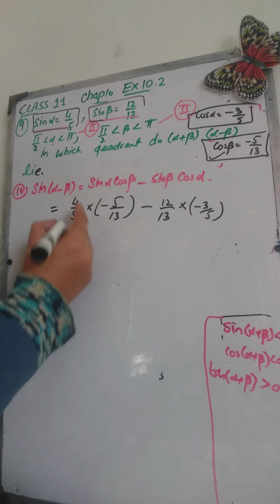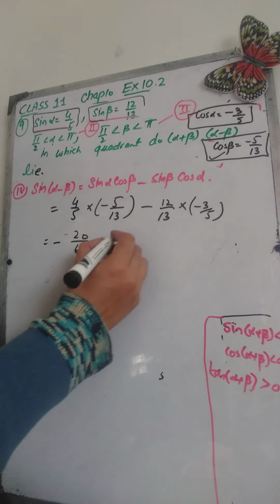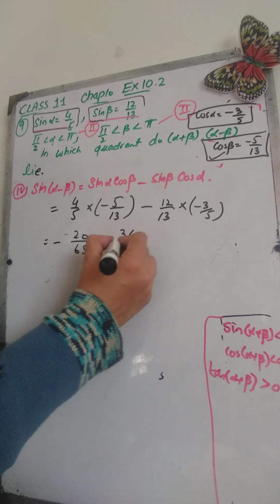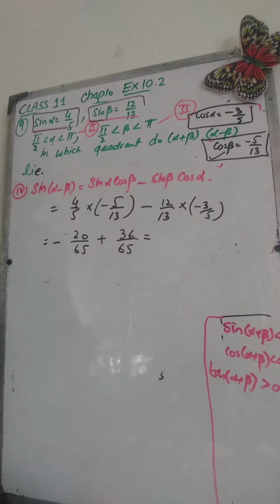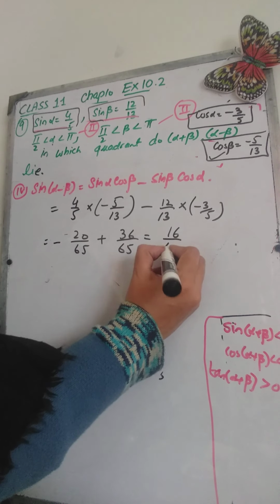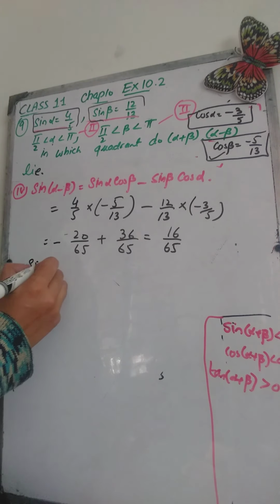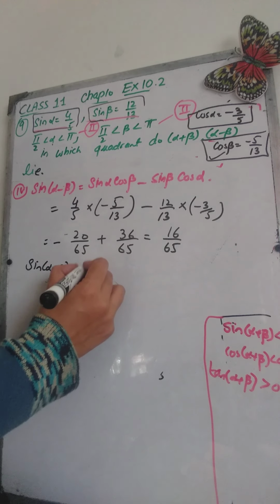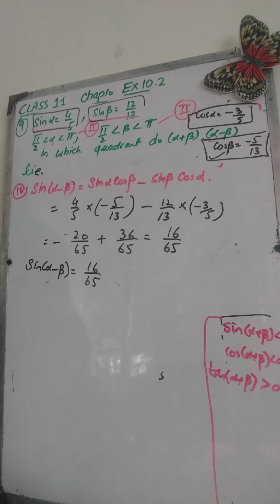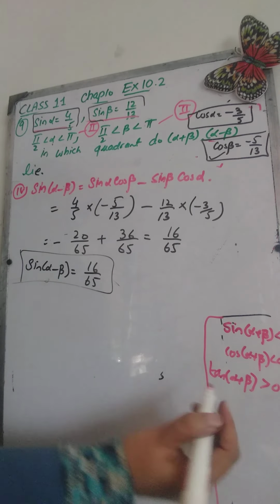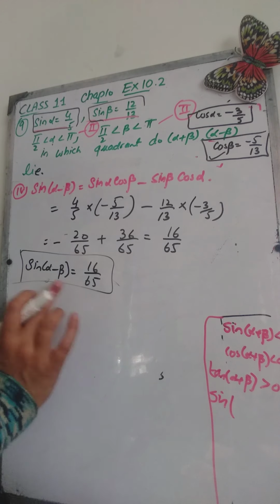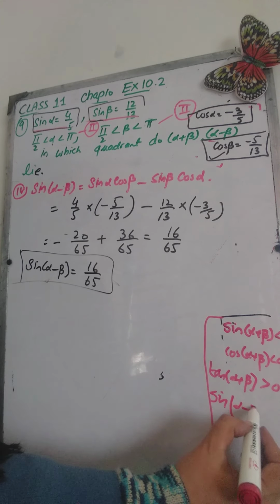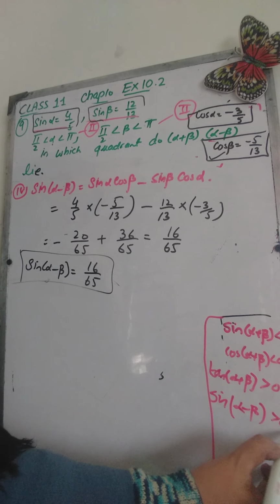So this will be negative 20 over 65, and here it will be plus 36 over 65. So we are going to get a positive value. Okay, 36 minus 20 will be 16. So the answer will be 16 over 65. So it means that sine of alpha minus beta is equal to 16 by 65. So note down that sine of alpha minus beta is a positive quantity. Okay, from this expression, sine of alpha minus beta is greater than 0.